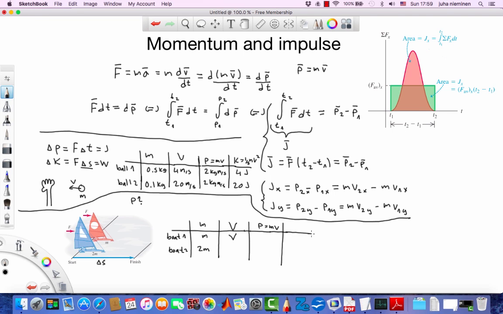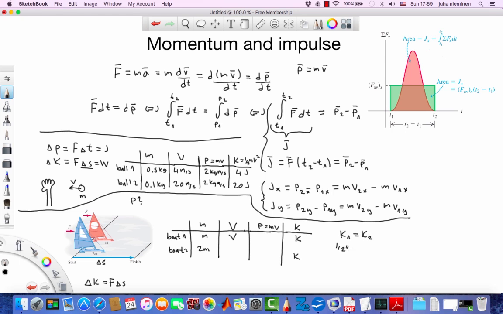What about the kinetic energy? As stated here, change in kinetic energy is force times the distance. And because they both are under the influence of the same force for the same distance, their kinetic energies must be the same. So let's call this just k, so it must be k for the other one as well. And from here we can say kinetic 1 is the same as kinetic 2.